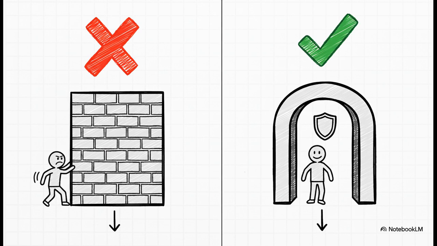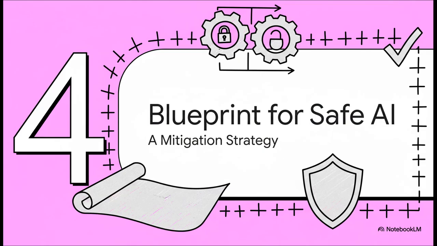The winning strategy isn't blocking. It's providing safe, approved alternatives that actually meet their needs. This idea is called governed enablement. And this approach gives us a clear blueprint for tackling these risks effectively. It's not about being the Department of No. It's about creating a solid framework so you can say yes, but do it safely.